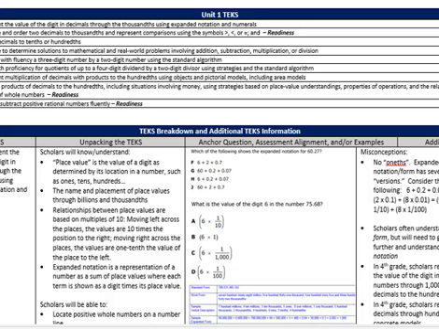Here, scope and sequence, you'll see the TEK. Here's unpacking the TEKs. This is the bite-sized explanation I was telling you about. It takes a TEK and breaks it down to the different things you actually will have to teach. Here is an example of anchor questions. And for Unit 1, we also have an advantage because the misconceptions are laid out for us.